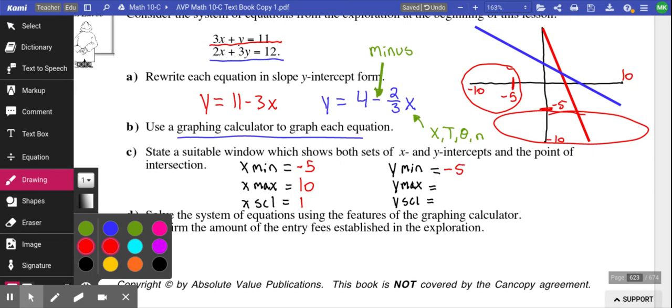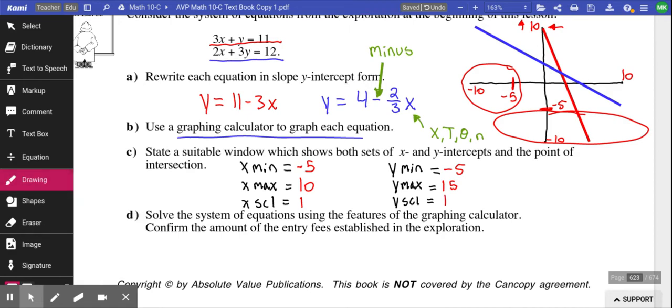And our y maximum's actually not big enough. It's close, but we can't see this y-intercept, right? We know it's there, but we can't see it really well. That currently is at 10. If I want to go up and see more, I'm just going to make it 15. And the scale, I always leave it 1.